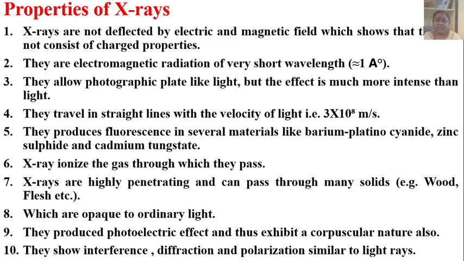Also another property of X-rays is that they produce fluorescence in several materials like barium platinocyanide, zinc sulfide, and cadmium tungstate. X-rays ionize the gas through which they pass. Also X-rays are highly penetrating and can pass through many solids, for example wood, flesh, etc. X-rays are opaque to ordinary light. They produce the photoelectric effect and thus exhibit a corpuscular nature also. They show interference, diffraction and polarization similar to light rays.